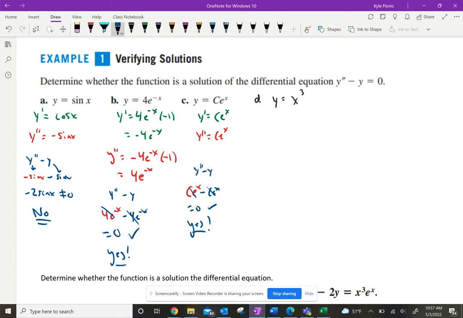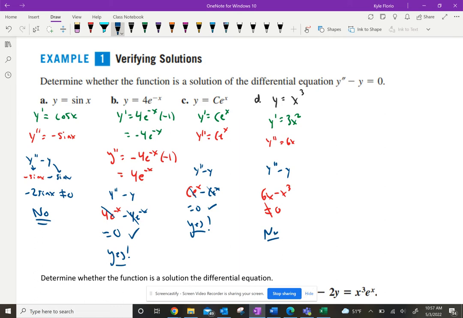And then this last one, y equals x cubed. I just added this one in for fun. Is that a solution? Well, the derivative is 3x squared, and the second derivative is 6x. So if I take the second derivative minus the original function, that's the same thing as taking 6x minus x cubed. Nothing cancels out, so that is a no. That's not a solution.